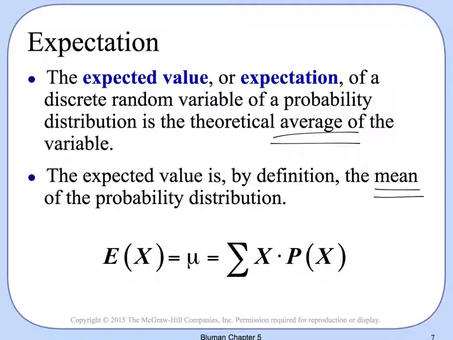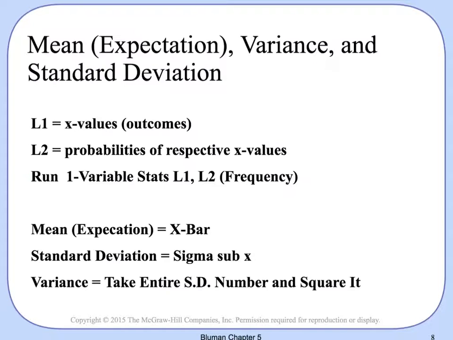Faster way, throw them in your two lists and run one variable stats, right? We're pretty comfortable with that hopefully now. Since we have a probability distribution, we are going to be putting them in our lists and running our one variable stats, and it will automatically do this for us, okay? Where our probabilities are now going to be our frequency list. The probabilities will be the frequency list. So I write that all out right here.